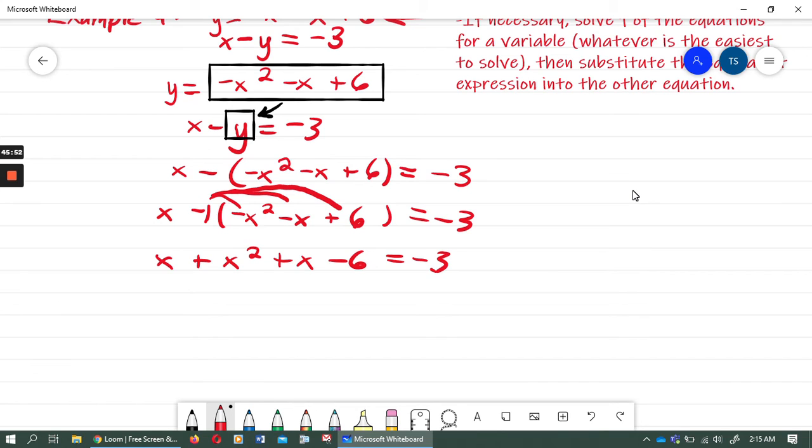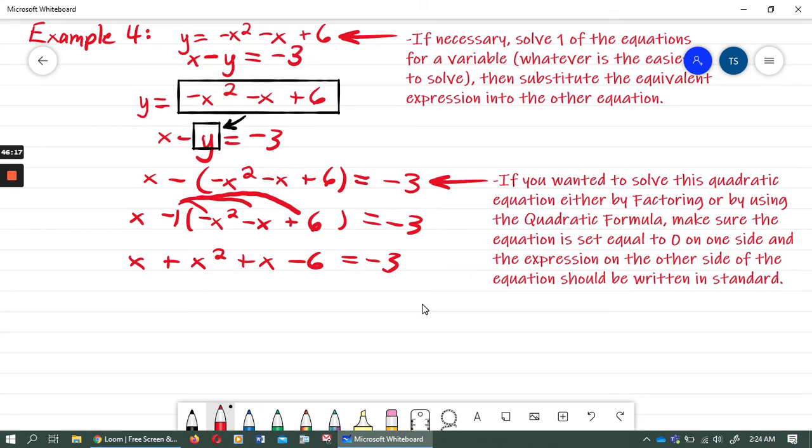If you were going to use one of those two methods, guys, you would need to have your equation set equal to 0, and you would need to have the equation written in standard form. You would have one side of the equation set equal to 0, and the other side would need to be in standard form if you were going to use one of those two methods.